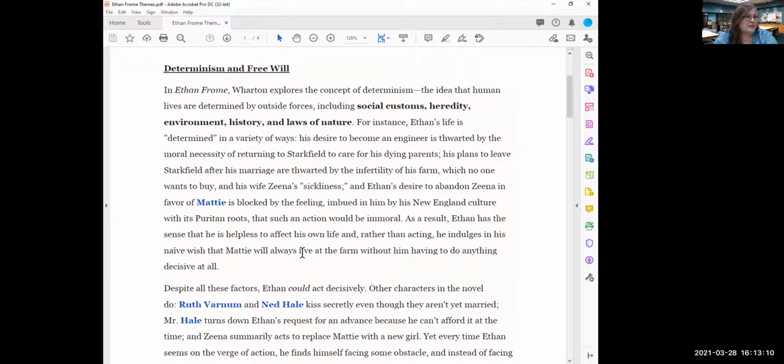So for instance, Ethan's life is determined in a variety of ways. His desire to become an engineer is thwarted by the moral necessity of returning to Starkfield to care for his dying parents. His plans to leave Starkfield after his marriage are thwarted by the infertility of his farm, which no one wants to buy, and his wife Zeena's sickliness, which is greatly exaggerated because she's a manipulator. And Ethan's desire to abandon Zeena in favor of Mattie is blocked by the feeling imbued in him by his New England culture, with its Puritan roots, that such an action would be immoral.